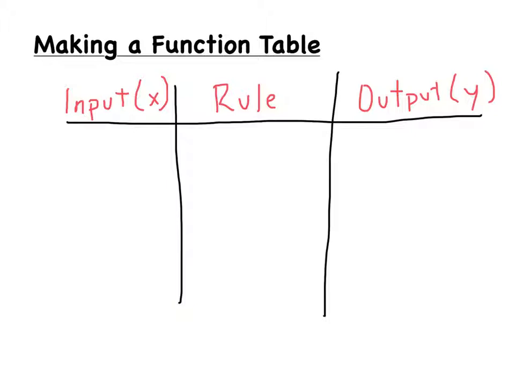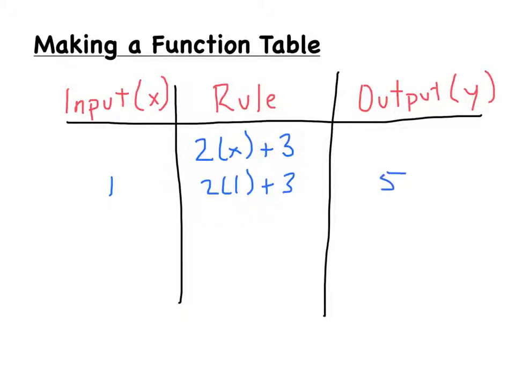So let's say that our rule is where we take a number and we multiply it by 2 and add 3. So whatever number that we input for x, we're always going to multiply it by 2 and add 3. And then out pops our output. So if we input 1, we would have 2 times 1 plus 3. 2 times 1 is 2, plus 3 is equal to 5. So our output is going to be 5.